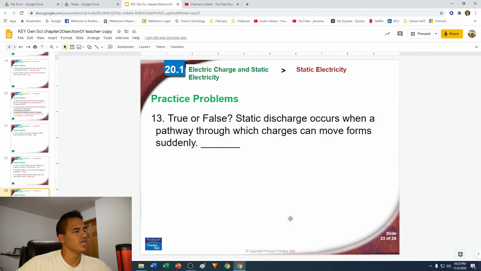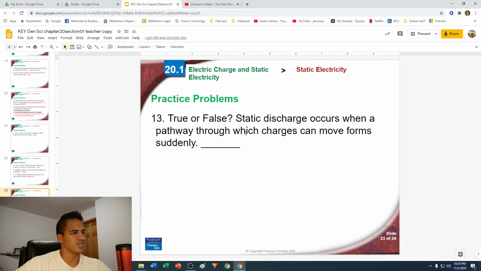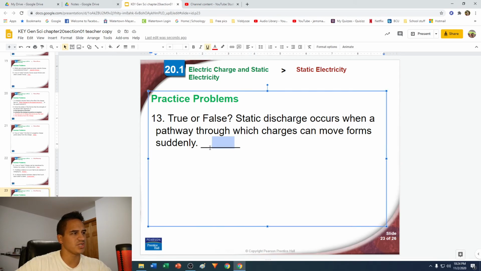All right, last question, number 13. True or false, static discharge occurs when a pathway through which charges can move forms suddenly. I don't know if I specifically said this in the notes, but when you have a large buildup of charge and a charge of the opposite type comes nearby, then those charges will jump through the air to get to that opposite charge. And that will happen when you have the opposite charge come nearby, usually very suddenly, and then it'll just go. So this is true.